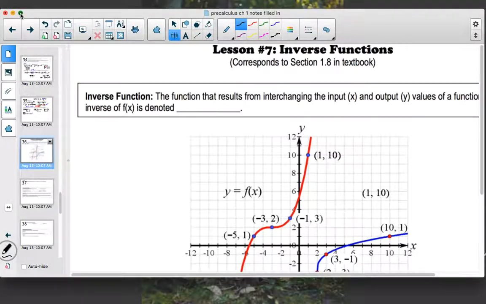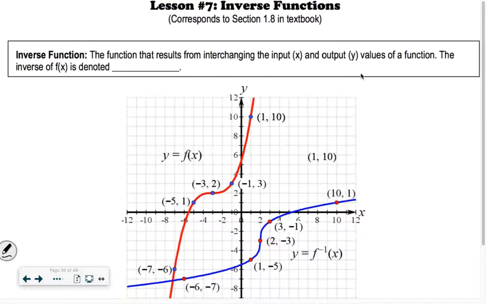Number 7 is on inverse functions. An inverse function is the function that results from interchanging the inputs, the x values, with the y values. The inverse of f of x is denoted by f... Do you guys remember? f to the negative 1 of x. Perfect. Okay, so we read that as f inverse of x.